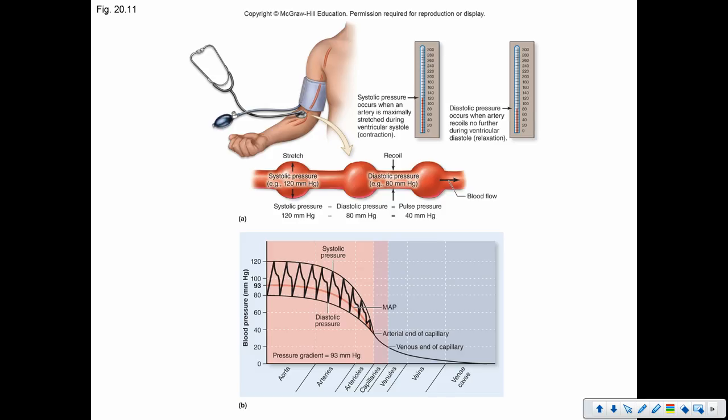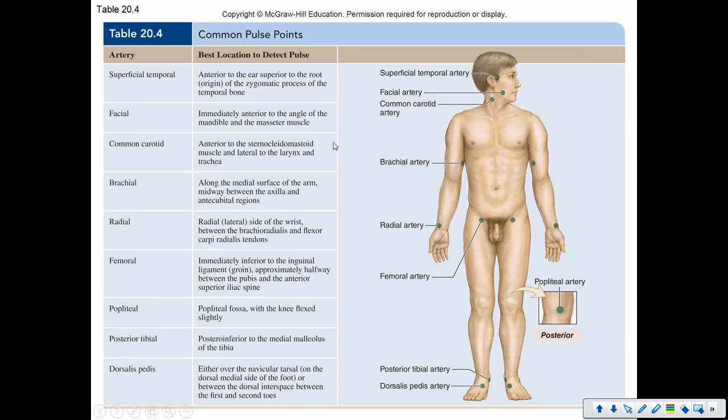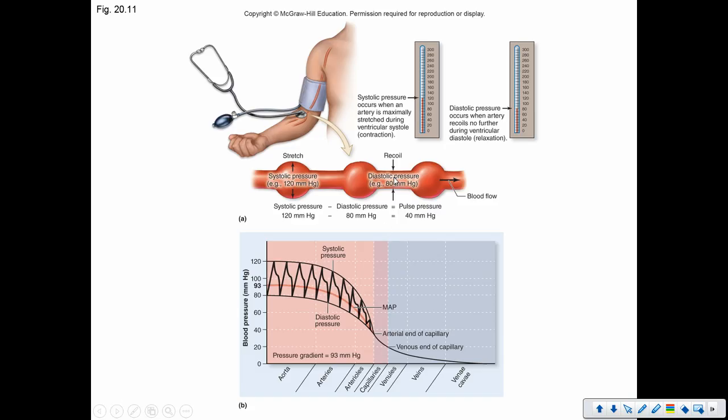We already talked about the systolic versus the diastolic pressure. Systolic pressure, as it says here, is when the artery is maximally stretched during ventricular systole or contraction, and diastolic is when there's no stretching, when the artery is recoiling during ventricular diastole.